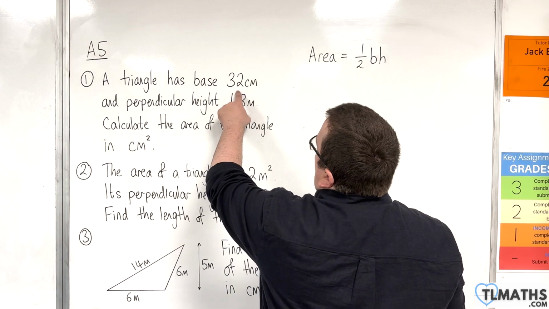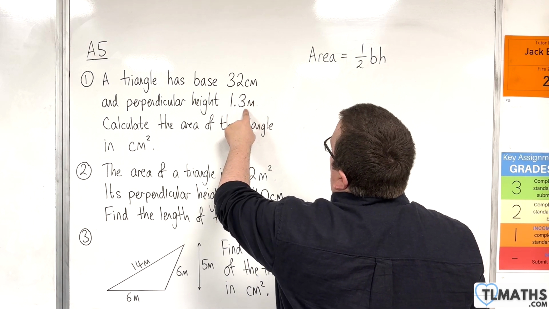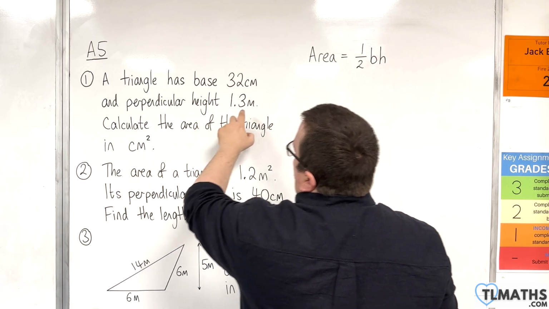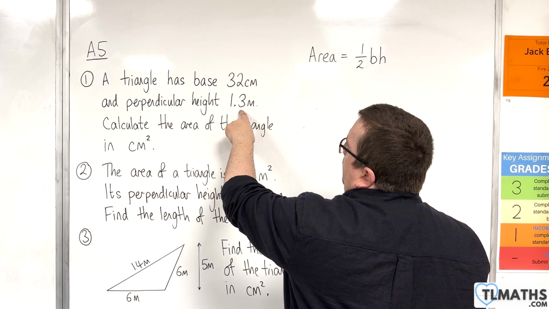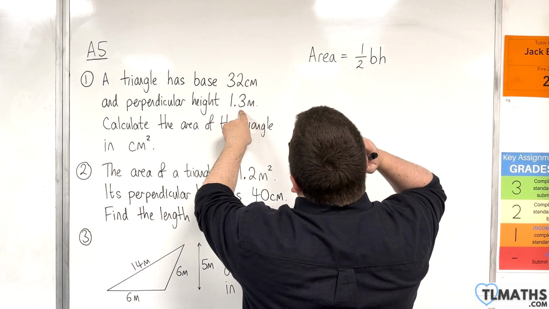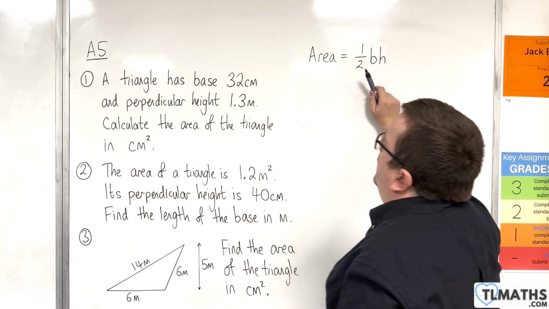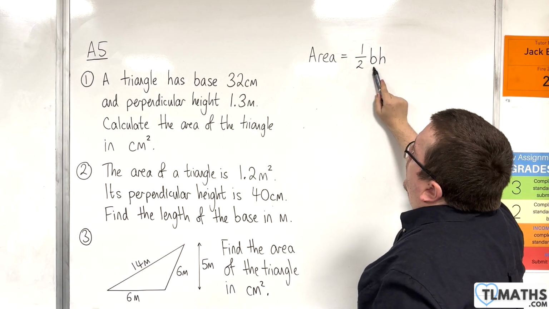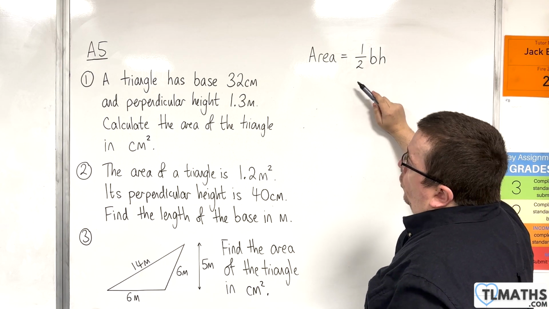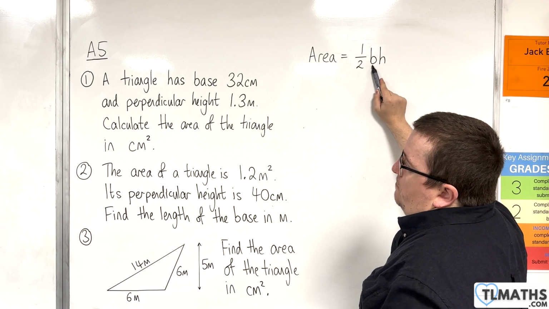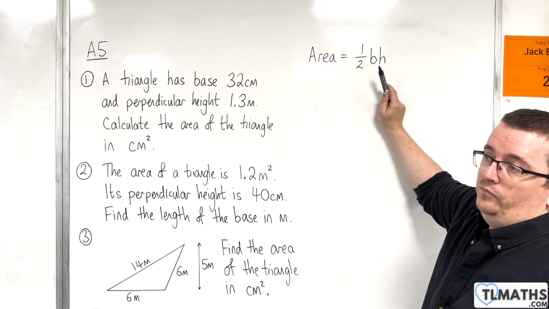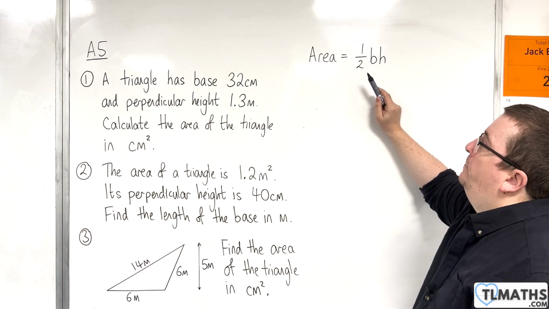Now we have the base 32 centimetres, we've got the height 1.3 metres. We want the area in square centimetres, so it makes sense to convert the height into centimetres, so 130 centimetres. Now we've got a choice here. We could either halve base times height, so we could work out base times height and then halve it, or you could halve the base and then multiply that by the height, or you could halve the height and multiply that by the base. It's really up to you, okay?